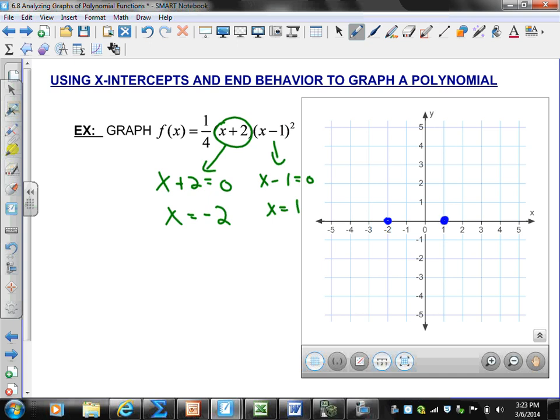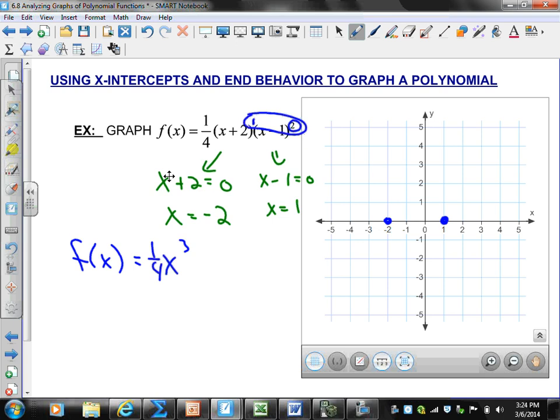Okay, so what does the end behavior tell us about this function? Well, I don't have this all multiplied out, but I do know that this is degree 1 for that factor, and here I have degree 2 for that factor, since it's just being squared. So together, I'm going to have an x cubed. However this works out, f of x is going to be an x cubed, and my leading coefficient is going to be something positive. In this case, I think it's going to be positive 1/4. So I have a cubic with a positive leading coefficient.